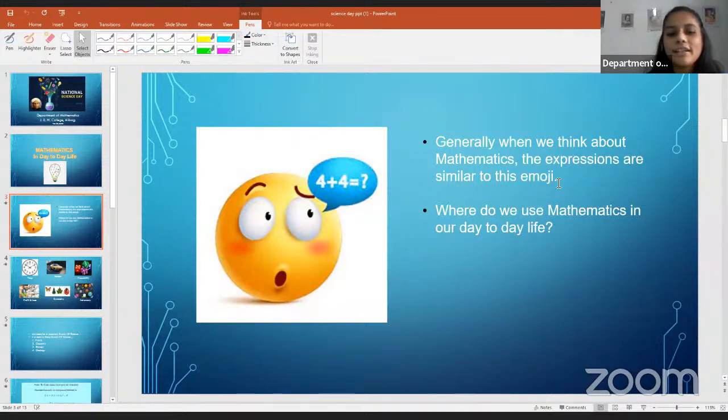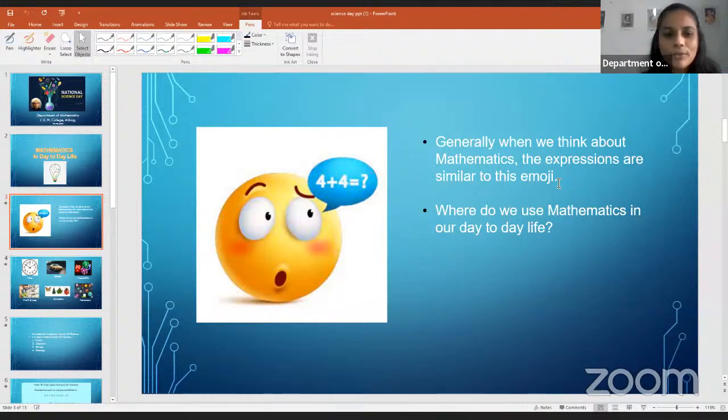Okay, but if we understand the process or the phenomenon or the ideas behind that process, then definitely it becomes an interesting and enjoyable process. Okay, so where do we use mathematics in our day-to-day life? What are the examples, or the things in our day-to-day life where we use mathematics?